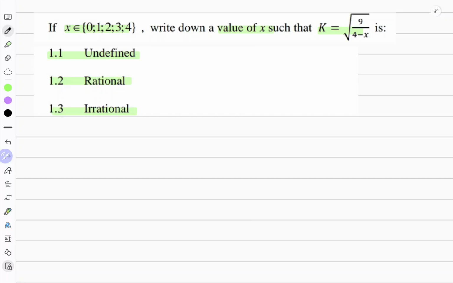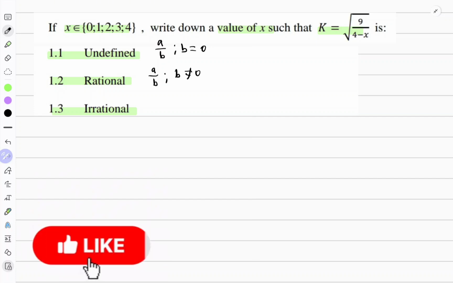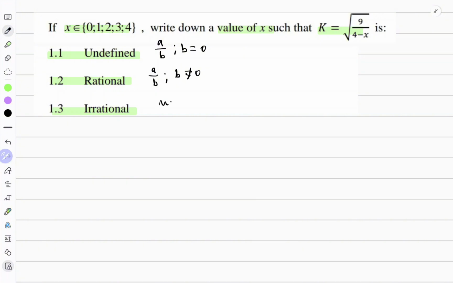Before we continue, let's quickly define the different types of numbers, starting with undefined. An undefined number is any fraction a over b where b is equal to 0. A rational number is any number of the form a over b where b cannot be equal to 0. An irrational number is any number that is not a fraction.